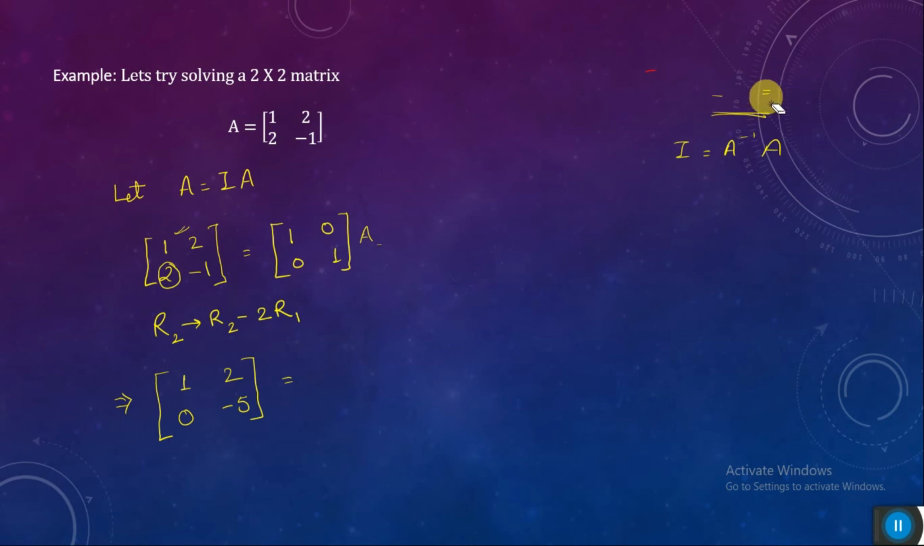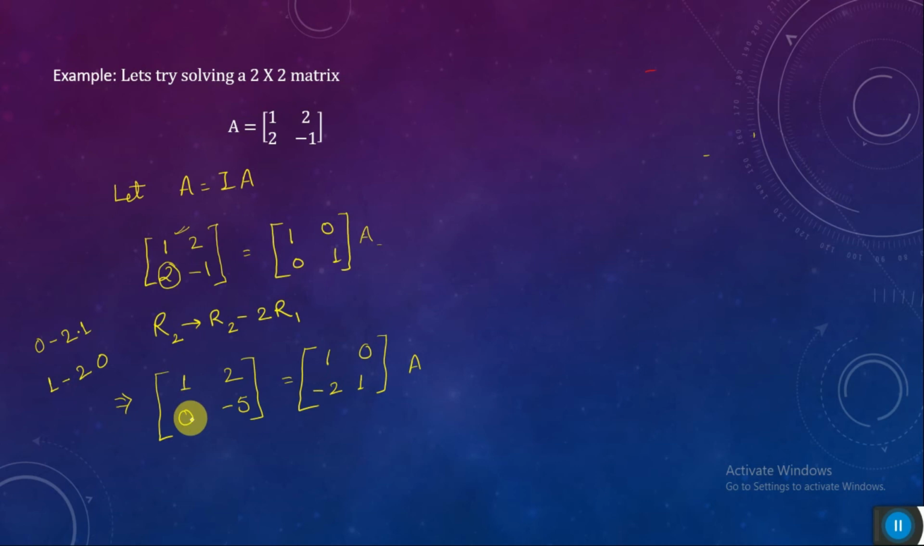So let's see what we will apply on the right hand side. Row 1 will remain unchanged. Row 2 will be row 2 minus 2 times row 1. So row 2 is 0 minus 2 times row 1, which is 1. Look at this element: row 2 minus 2 times row 1. So this is minus 2, and this one will be 1 minus 2 times row 1, which is 0. So this is 1. Clear?